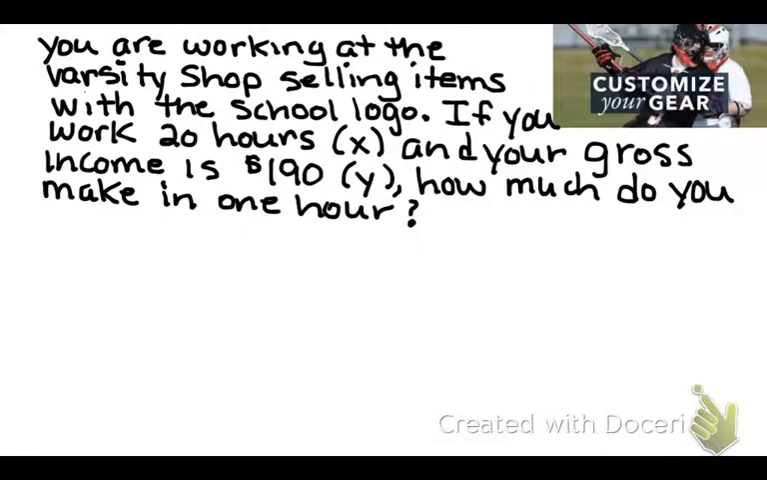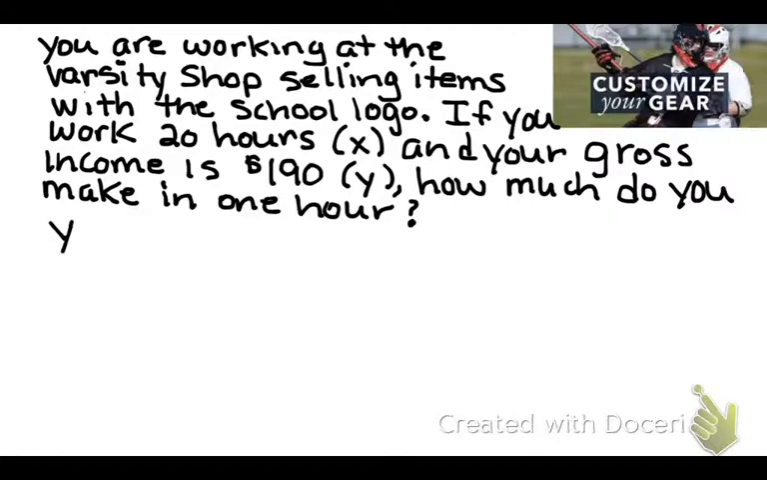You are working at the varsity shop selling items with the school logo. If you work 20 hours, x, and your gross income is $190, y, how much do you make in 1 hour? So we're going to use direct variation to calculate this.